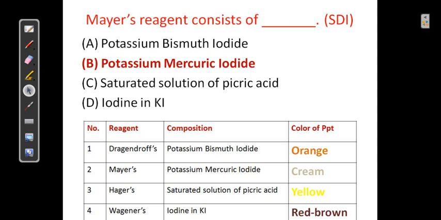Mayer's reagent is composed of potassium mercuric iodide and alkaloids give cream precipitate with Mayer's reagent. Hager's reagent consists of saturated solution of picric acid. Alkaloids give yellow precipitate with Hager's reagent. Wagner's reagent is composed of iodine in potassium iodide solution, and alkaloids give reddish brown precipitate with Wagner's reagent.